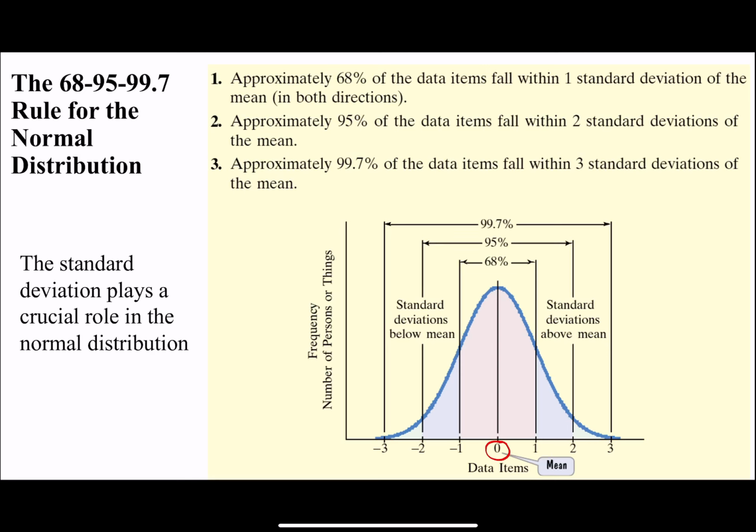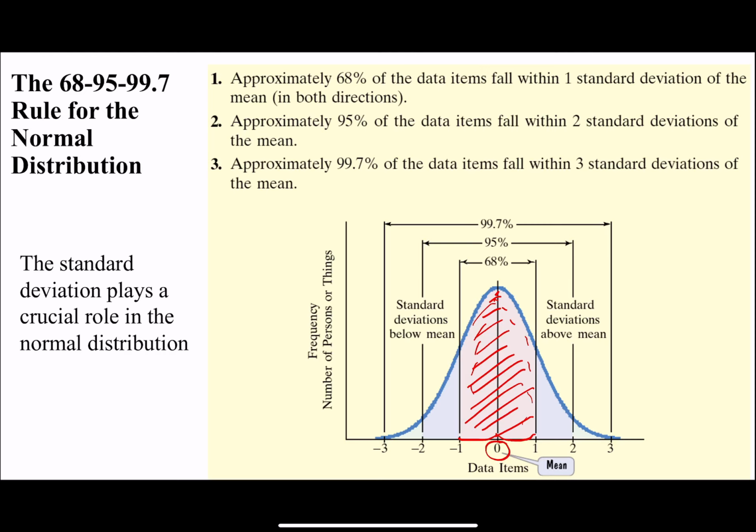Guys, if I go one standard deviation to the right and one standard deviation to the left from the mean value, that area of my graph, as you see here, contains approximately 68% of the data items. They fall within one standard deviation away from the mean value. So, what about the second one, 95?